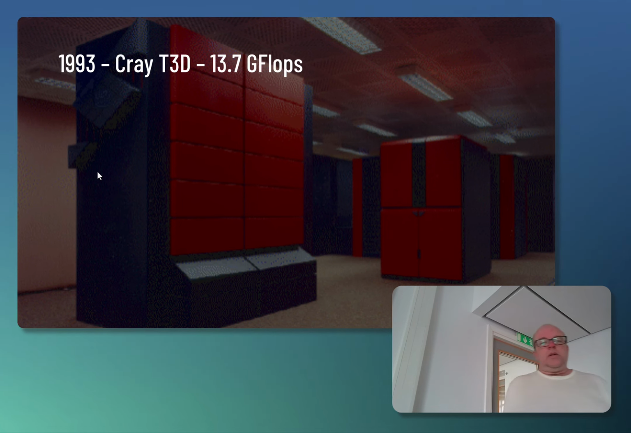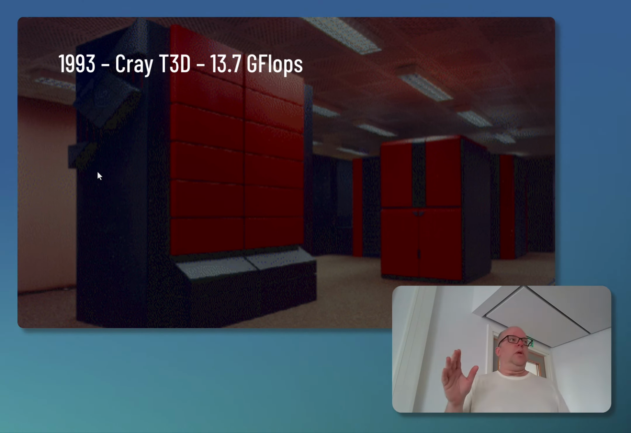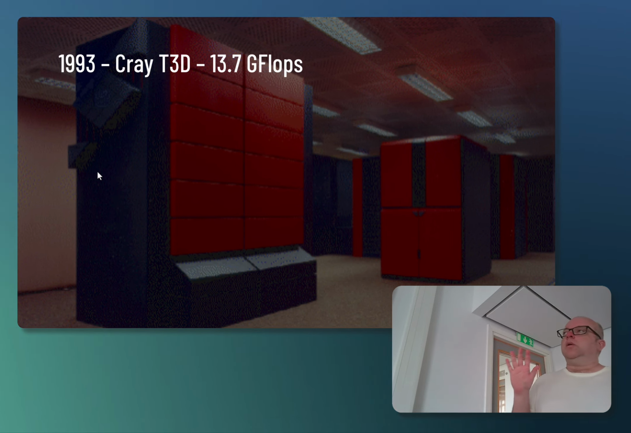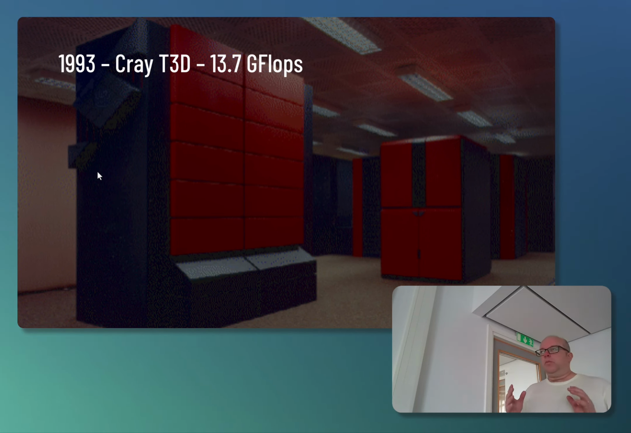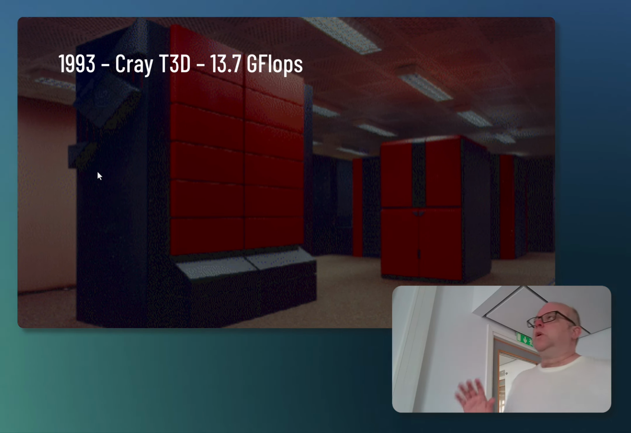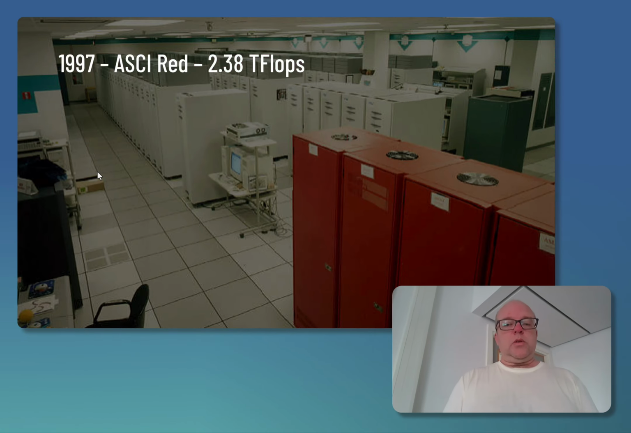1993 Cray T3D, 13.7 gigaflops. So up until now, most of these machines were specially built to be really fast, also called mainframes. So they were very expensive machines, very special, with their own processor architecture and everything. And that is about to change.